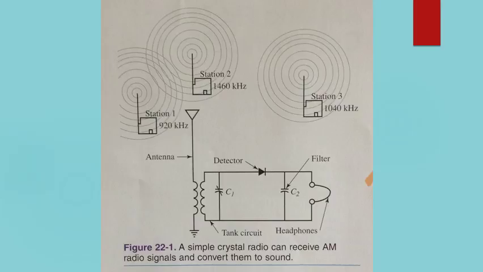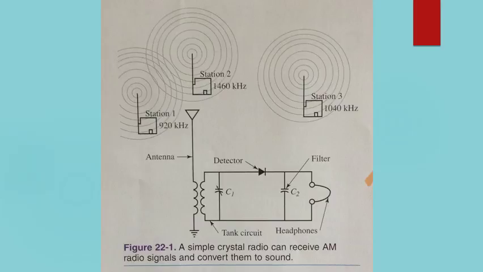The tank circuit consists of an inductor and a variable capacitor connected in parallel. Recall from chapter 16 that an inductor and a capacitor connected in parallel will have a resonant frequency. By using a variable capacitor, you are able to vary the tank circuit resonant frequency until it matches the frequency of the desired station.